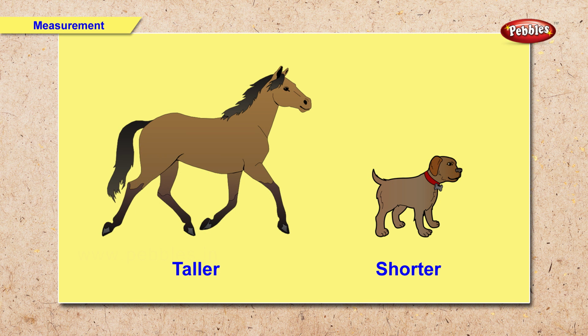Here we have a horse and a dog. Which animal is taller and which animal is shorter? Come on, tell me fast. Right. A horse is taller and a dog is shorter.